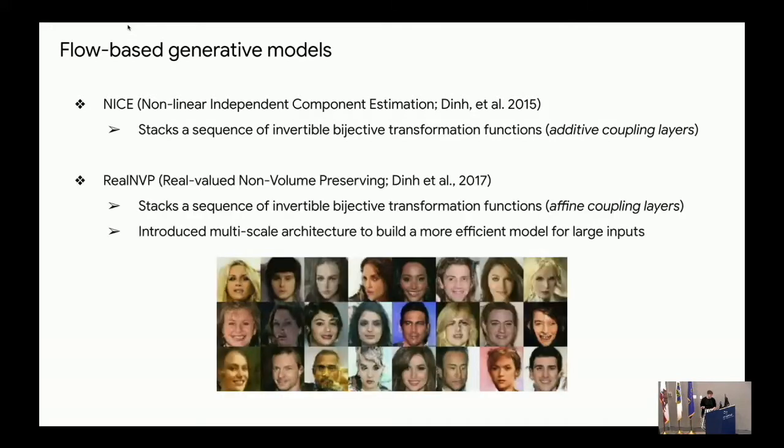This real NVP model built upon this. The main distinction is they changed additive coupling layers to affine coupling layers by adding a scale parameter. And then they also introduced a multi-scale architecture, which allowed for more efficient models of large images. So these are some examples of images generated from this model, which again at the time was quite impressive.